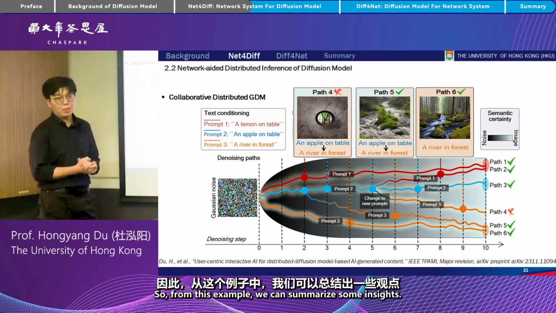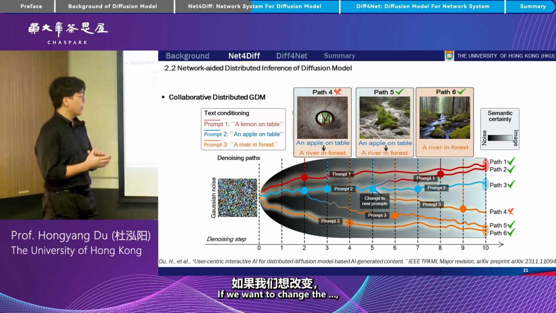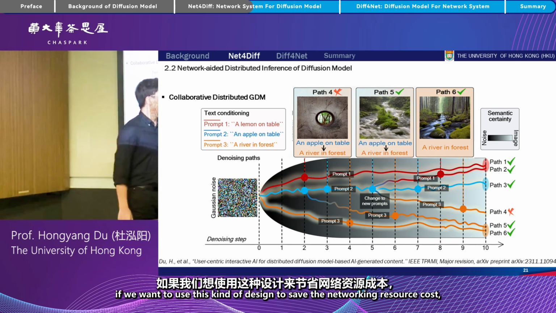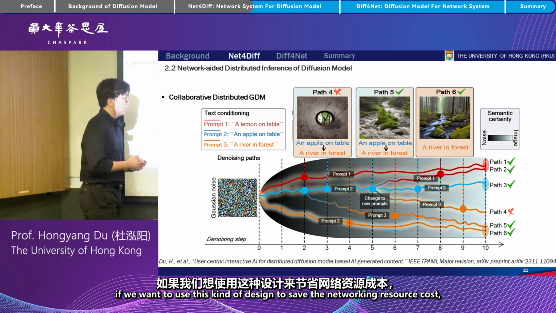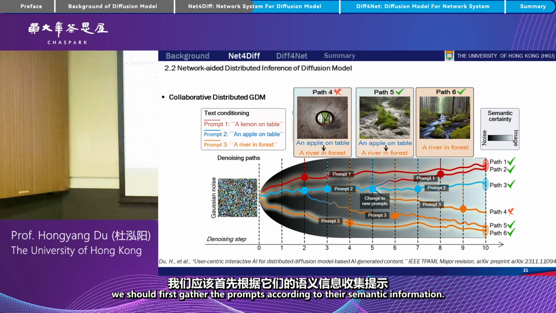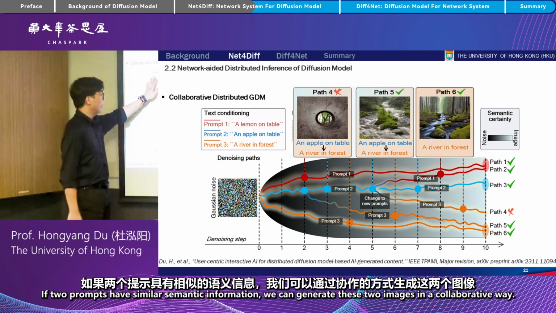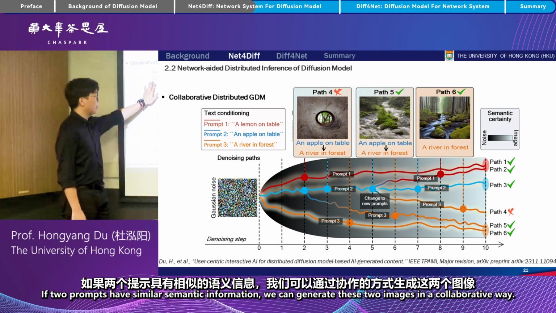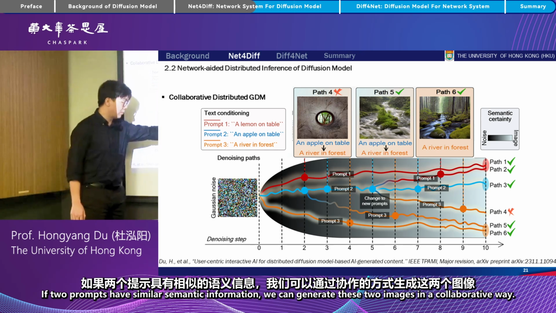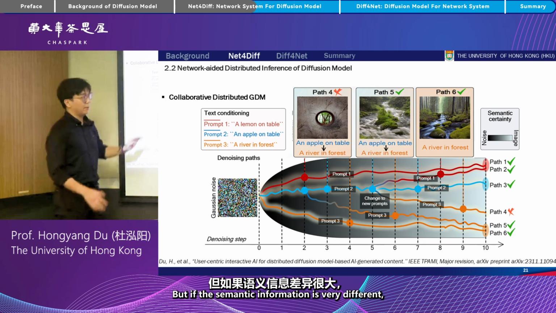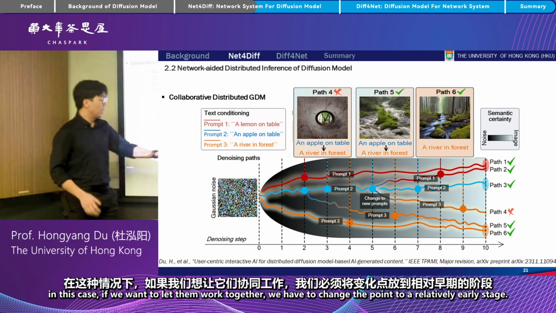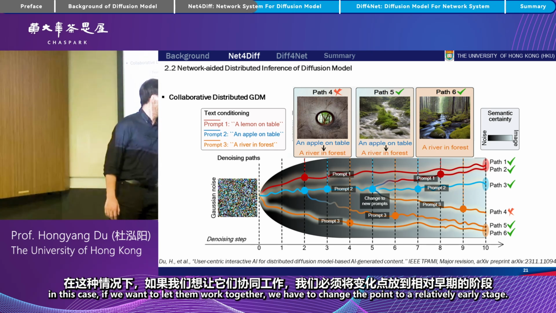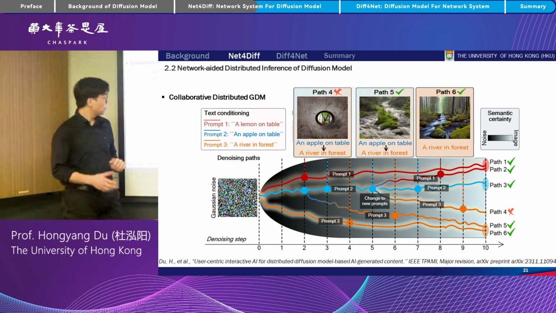From this example, we can summarize some insights. If we want to use this kind of design to save networking resource cost, we should first group the prompts according to their semantic information. If two prompts have similar semantic information, we can generate these two images in a collaborative way. But if the semantic information is very different, and we want them to work together, we have to change the point to a relatively early stage.